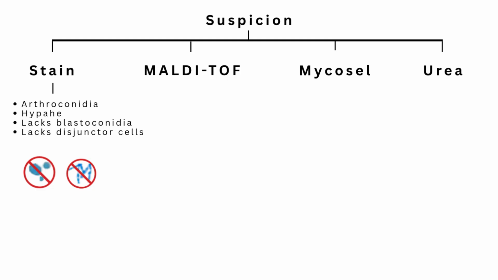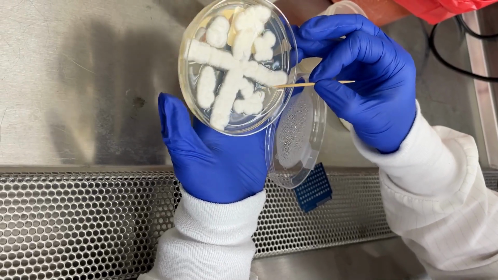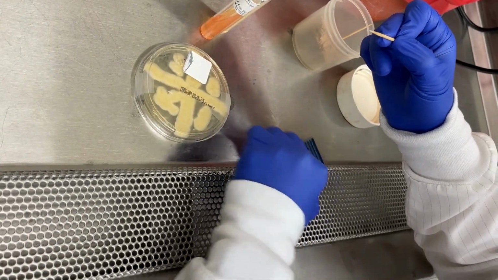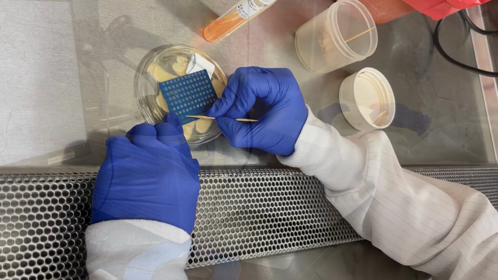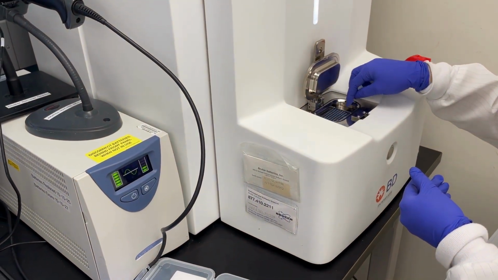The technician would then proceed to identify the organism through MALDI-TOF, an automated method that ionizes particles of the sample with a laser, which are then separated by mass and charge. The sample is spotted on a MALDI target plate and loaded on the analyzer. Within minutes, an identification of the organism may be produced.